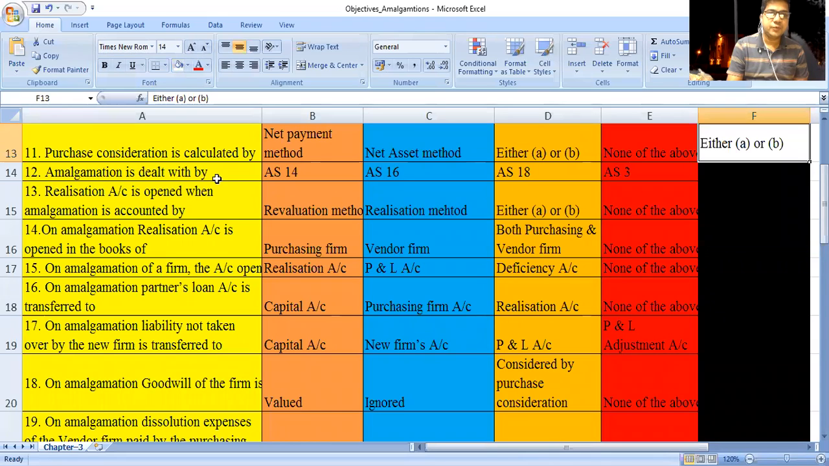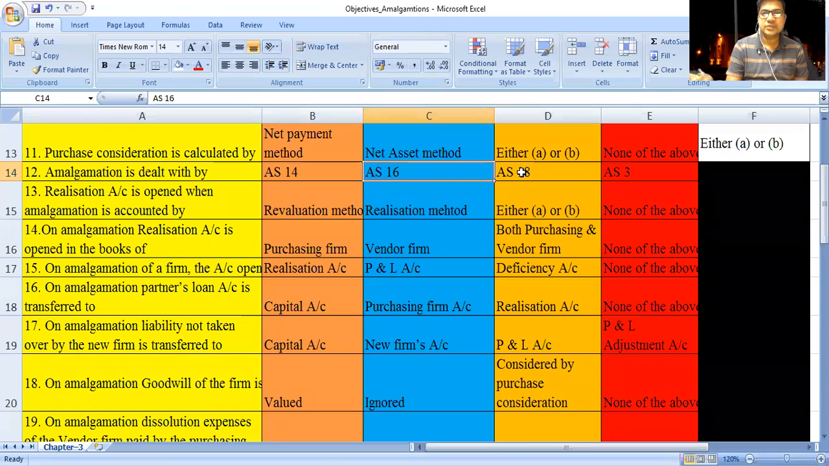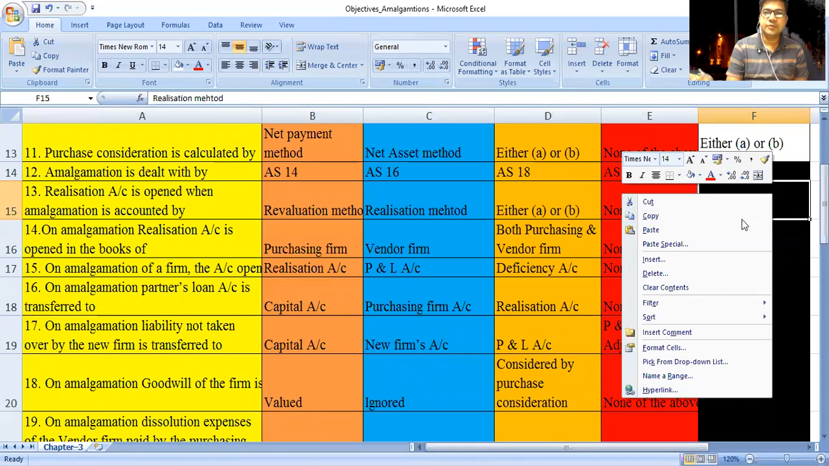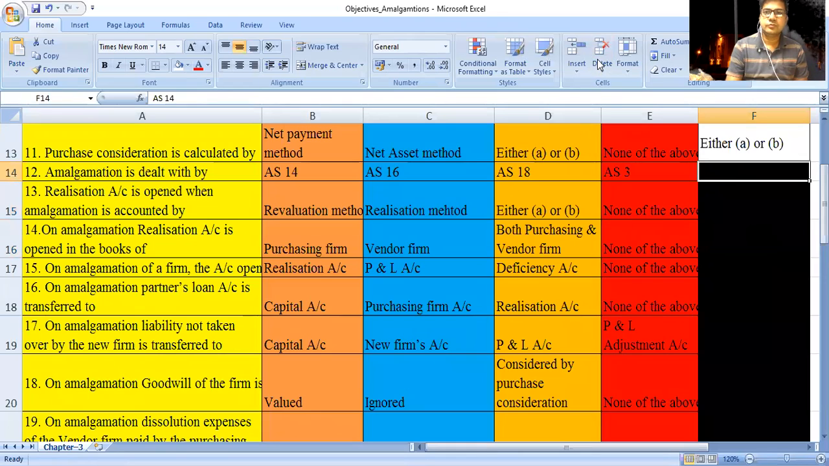Amalgamation is dealt with by Accounting Standard 14, Accounting Standard 16, Accounting Standard 18, or Accounting Standard 3. So what will be the answer? Which accounting standard we have to follow? Accounting Standard 14. We studied this amalgamation of firms related to Accounting Standard 14.